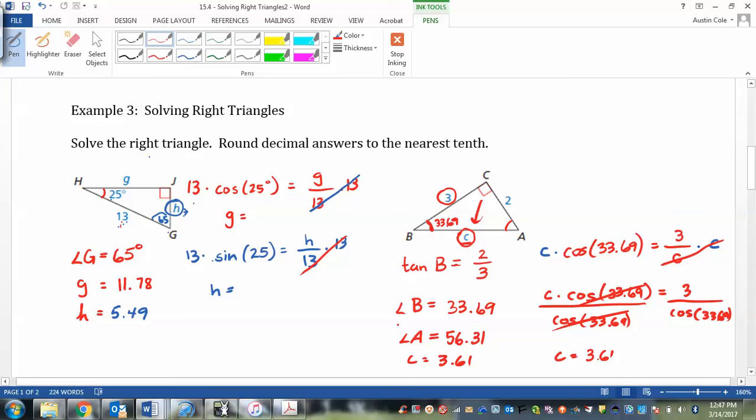Now, does that make sense? 3.61? Yes, because it's bigger than either of the other sides. It's bigger than both sides, and it's our hypotenuse, and our hypotenuse is always our largest side. I think that makes sense. Questions there?